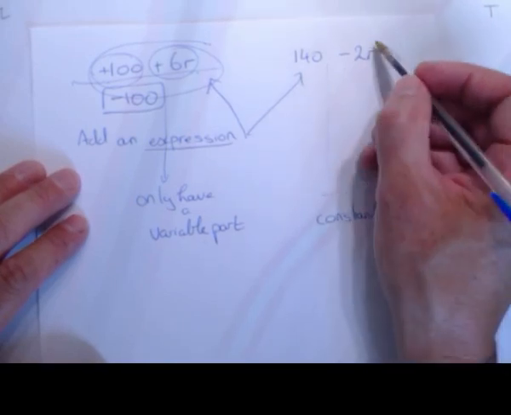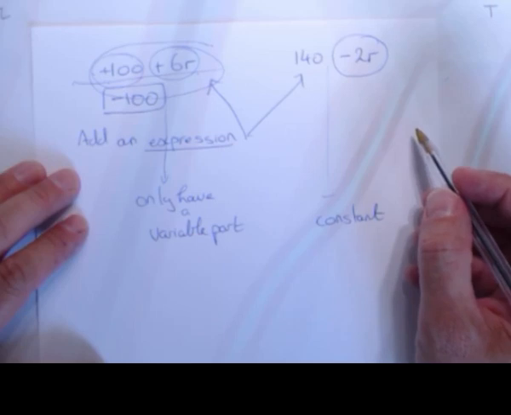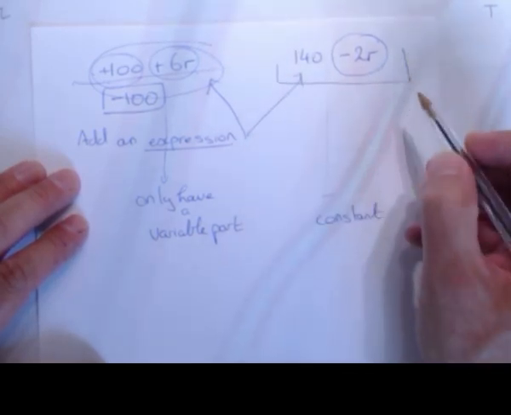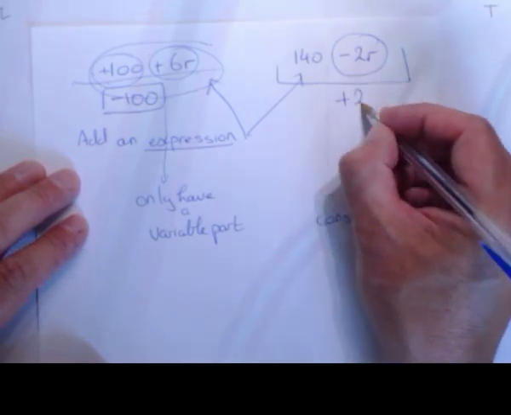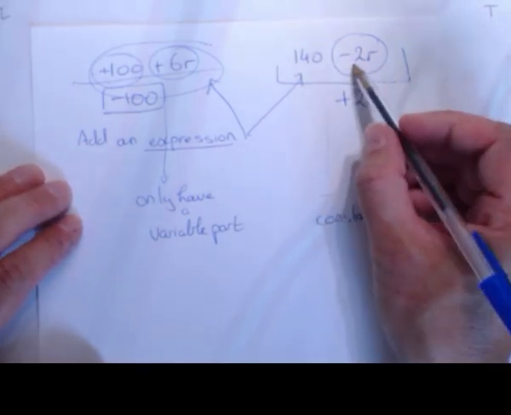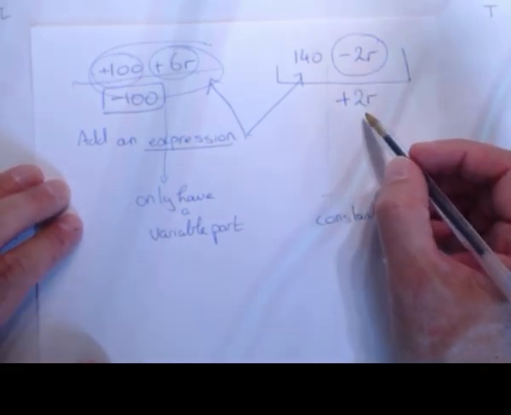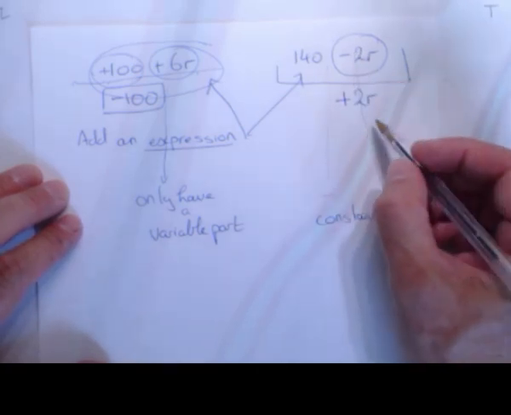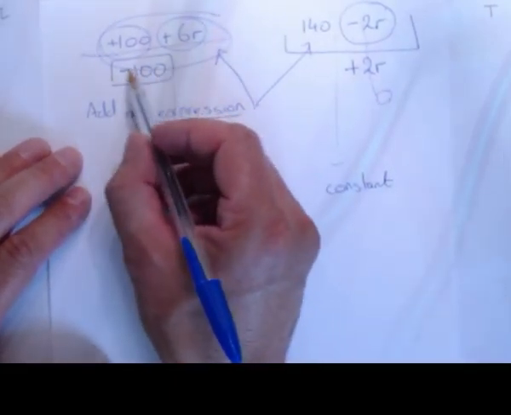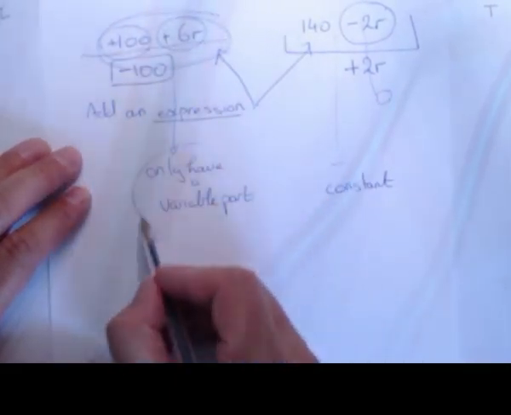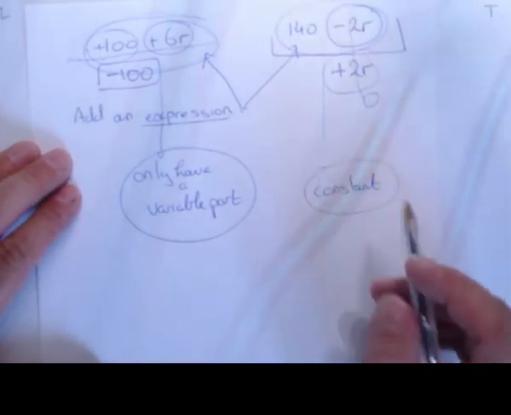Let's have a look at this part. We want to get rid of the variable part. What do I do to this expression to remove the variable part? Well, I have minus 2r's. If I add 2r's, then you've got nothing. So if minus 2 people get off the bus every day and 2 people get on the bus every day, we end up back to 0. They cancel each other out. In effect, you end up with nothing there. So I'm going to have to subtract 100 from this expression to only have a variable part. I'm going to have to add 2r to this expression to only have a constant part.